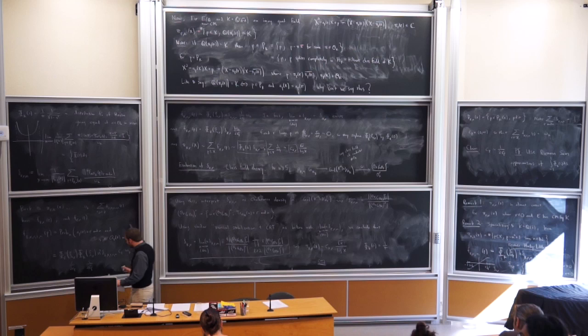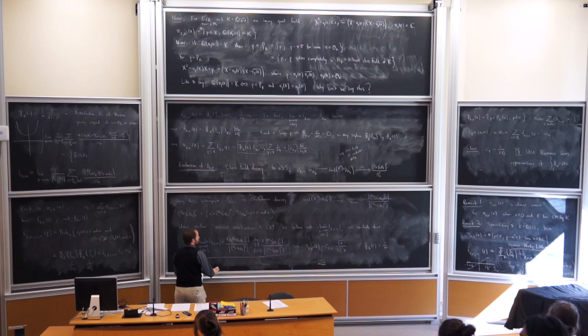I need to kind of explain why. Sorry, I need to make an explanation for why that's an omega k on average. So let me just say that. How do I do this?